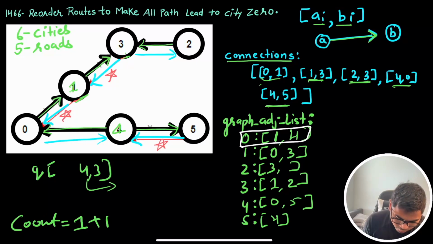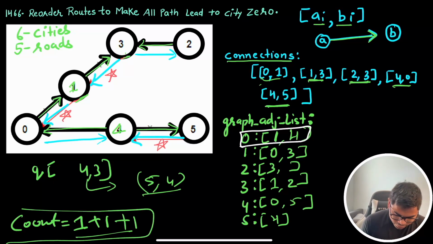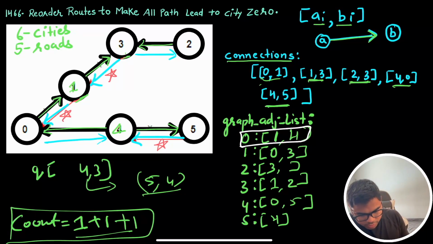Then we will be popping out 4, so we are visiting 4. 4's neighbor is 5. Was there a road present from 5 to 4 in connections? Well, there was a road from 4 to 5, but not 5 to 4. So we'll add one more to my count. So that we will do with all the cities. So we are using DFS to visit all the cities, and then we are increasing my count if, in these new roads, I will be checking from neighbor to the current node being visited, that particular tuple was not present in my connection, then I will add that to my count.